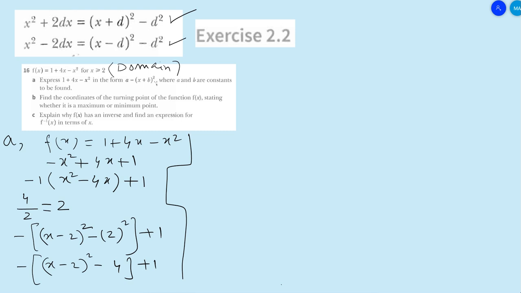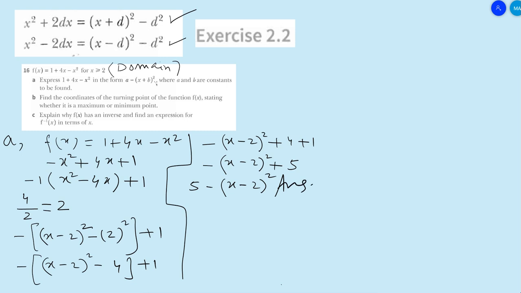Multiply this minus sign by the whole bracket. We will get x minus 2 whole square, minus minus plus 4, and this plus 1 remains plus 1. So minus x minus 2 whole square, 4 plus 1 is 5, and write 5 minus x minus 2 whole square. So this is the requirement of part A, question number 16, answer.